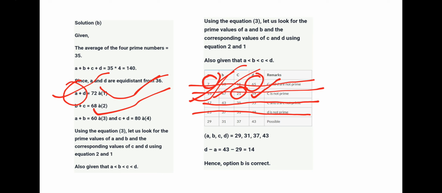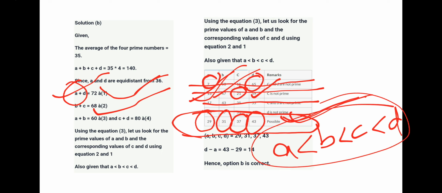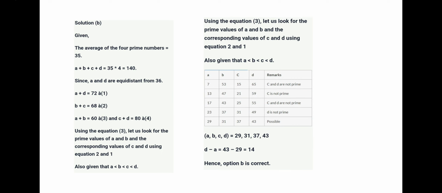And if you take A value as 29, B value as 31, the values you get for C and D are 37 and 43. In this case, all the 4 values are prime numbers and it perfectly satisfies the other condition, that A is less than B, less than C, less than D. So this is satisfying all the conditions. So A value is 29, B value is 31, C value is 37 and D value is 43.